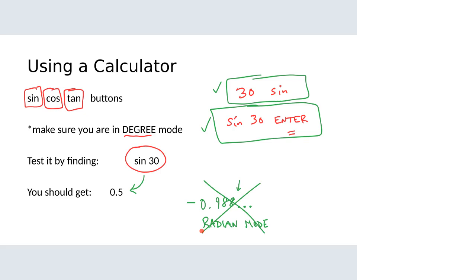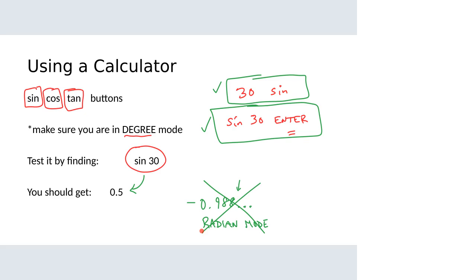So take a minute, find the sine of 30. If you're getting 0.5, you're in great shape. If you're getting negative 0.988, you're in radian mode, and we want to fix that. Because if you're in radian mode, every example we do from now till the end of class is going to have the wrong numbers in it. Your calculator is going to be giving you different numbers than we show you, strictly because it's in radian mode instead of degree mode.